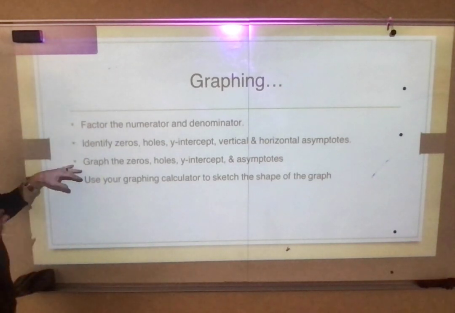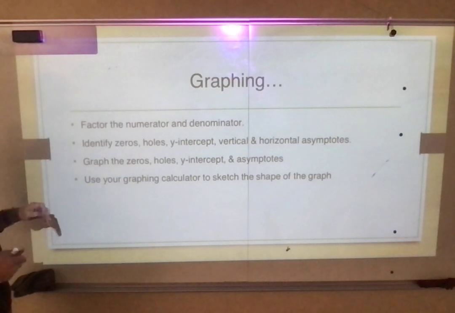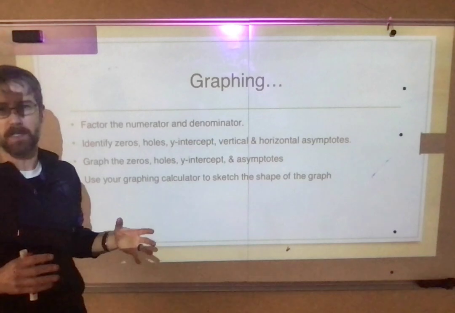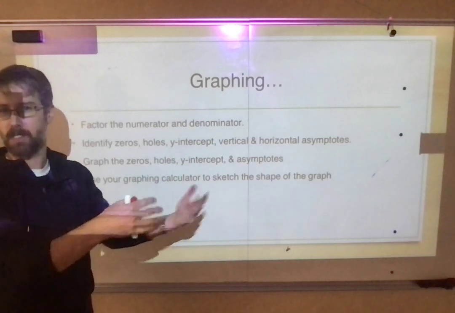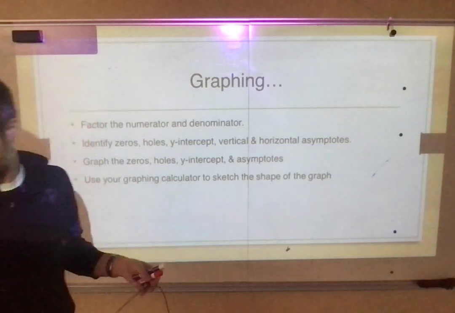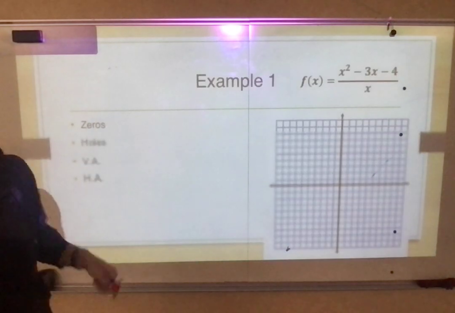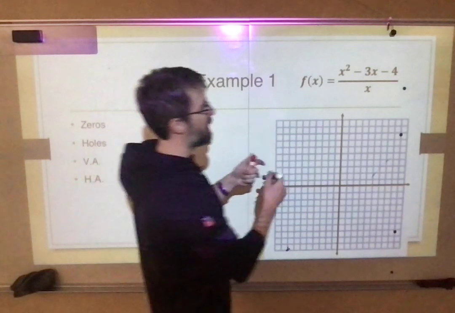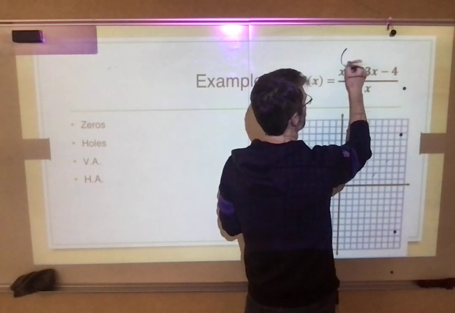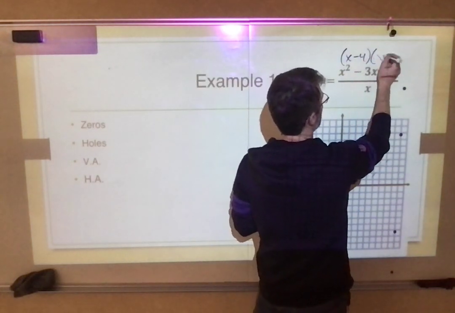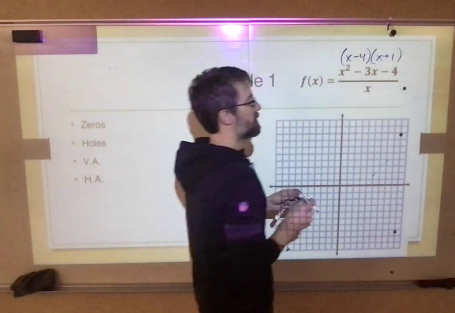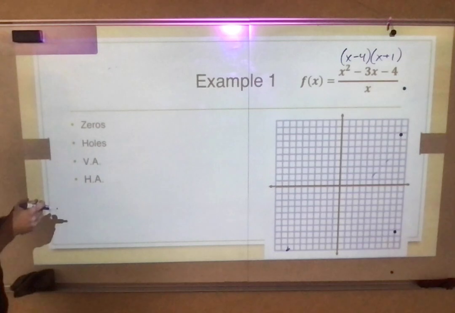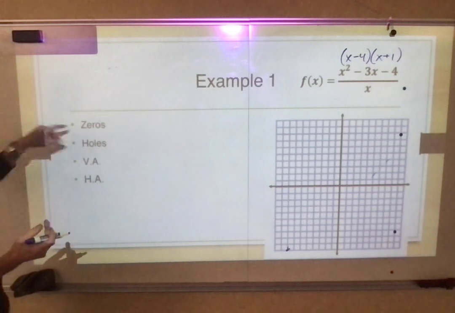Then we're going to graph all of those things accurately, and then we're going to check our graphing calculator to see what the general shape of the graph is, and then we're basically just connecting the dots on the graph. All right, so first example, we're going to start out by factoring this. The top is factorable. It factors to x - 4 and x + 1. The denominator is not factorable. It's just x. And nothing cancels out here, so I'm pretty much good to go.